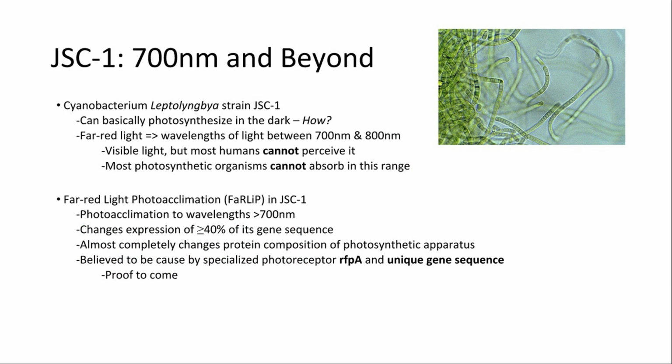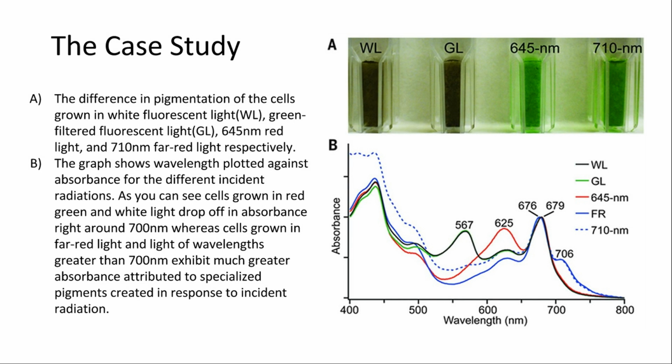Leptolyngbya strain JSC1 is a unique cyanobacterium that possesses an exceptionally advanced form of photoacclimation called far-red light photoacclimation. JSC1 radically changes expression of almost half of its genome to overhaul the photosystems and phycobilisomes to operate in wavelengths greater than 700 nanometers. This reconstruction results from the transcription of a special gene cluster that codes for special far-red pigments. In a certain case study, JSC1 was grown under 5 different radiation conditions: normal white light, green filtered light, red filtered 645 nanometer light, 710 nanometer light, and far red light.